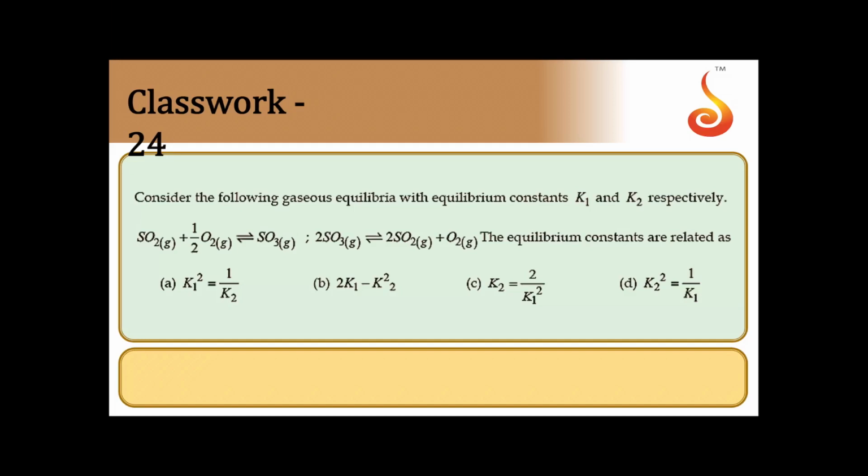Then 24th one. Consider the following gaseous equilibria with equilibrium constants K1 and K2. SO2 plus half O2 giving rise to SO3. 2SO3 giving rise to 2SO2 and O2. Now, observing the equilibrium reactions here, the second one is the reverse of the first one and then multiplied throughout by 2. So reversing and multiplying throughout by 2 means the new equilibrium constant will be the inverse of the first as well as the square.